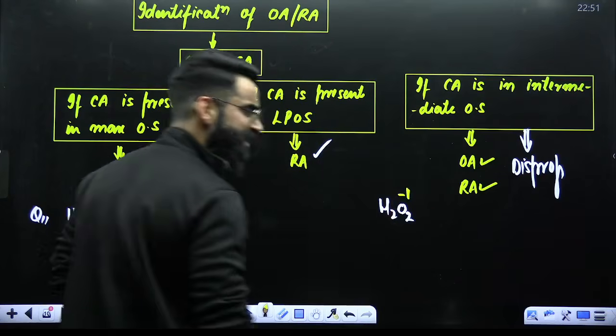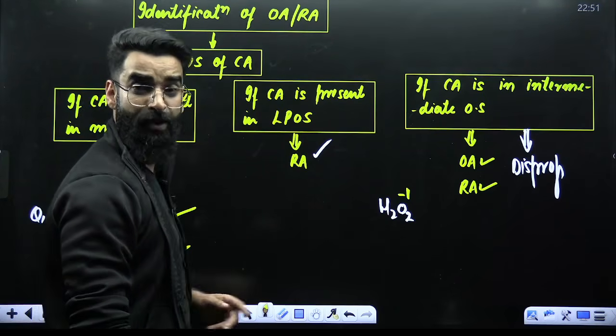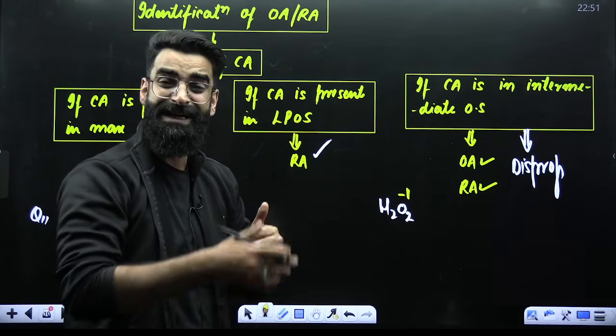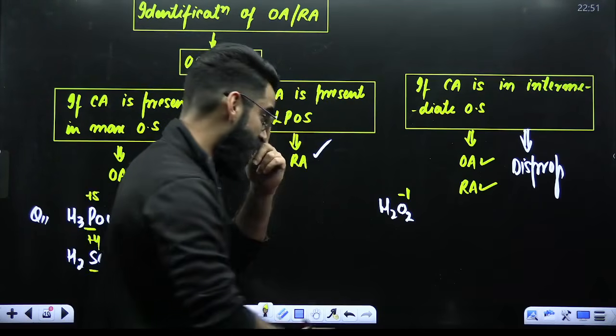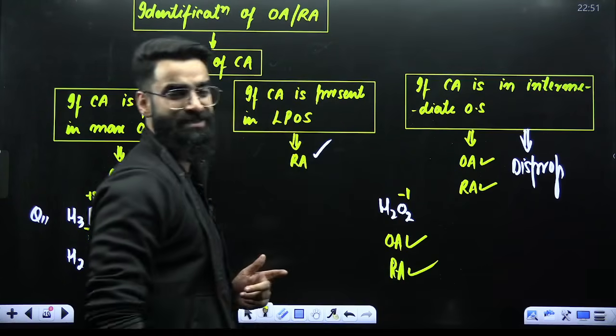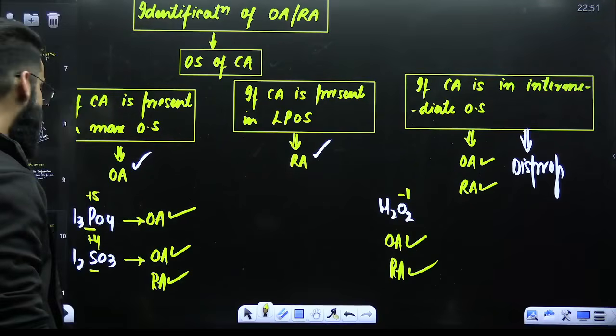H2O2: oxygen here is in -1 oxidation state, right? So again, oxygen is present in an intermediate oxidation state. It can increase as well as decrease its oxidation state. So it has got the dual nature. It is going to behave both like an oxidizing as well as a reducing agent.